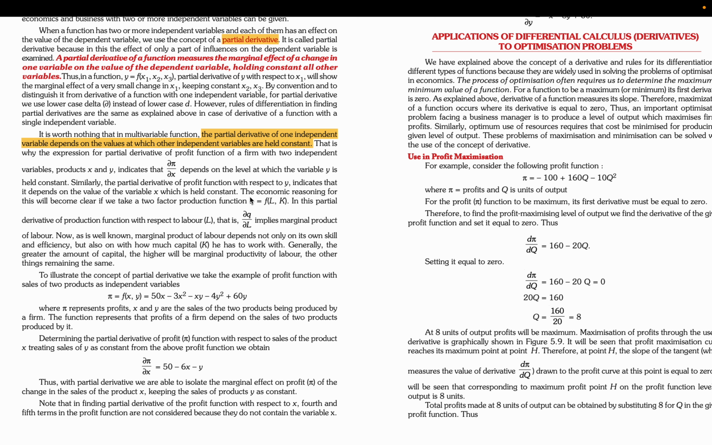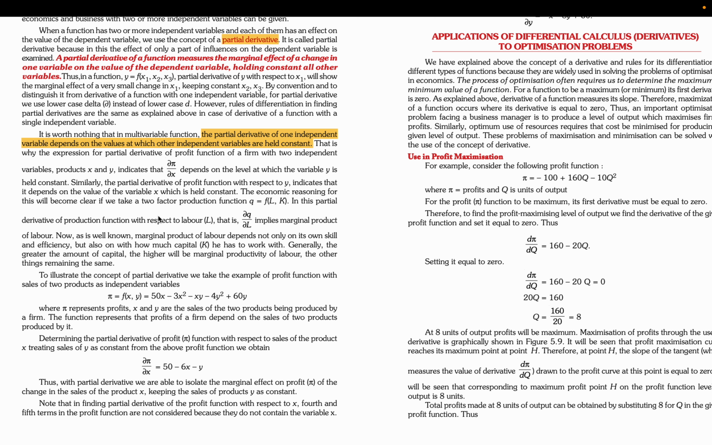The economic reasoning for this will become clear if we take a two-factor production function. And this partial derivative of the production function with respect to labor implies the marginal product of labor. This is the marginal product of labor. One extra unit of labor produces what level of output?